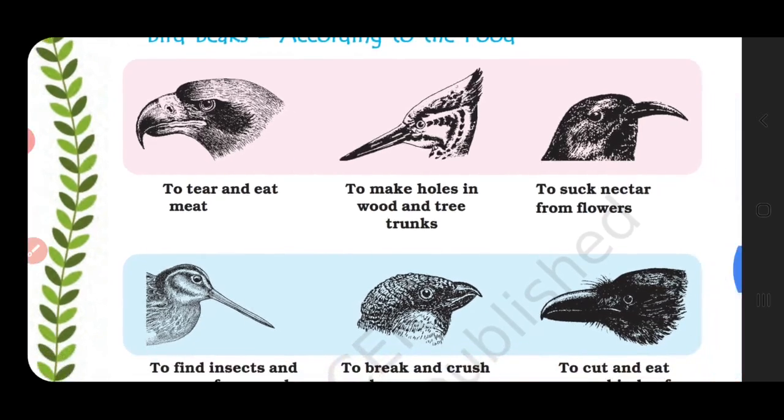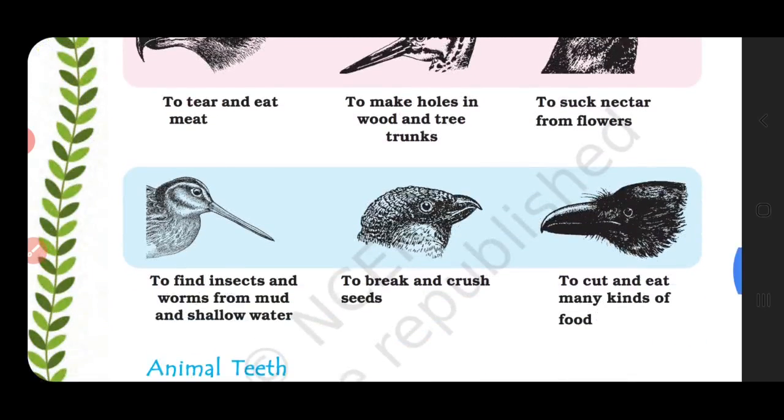Okay, so the first, if you see, it is curved, to tear and eat the meat, right? In the crow you can find this kind of beak. And next, to make a hole in the wood and the tree trunk, this is the woodpecker. You can see that it will be making a hole in the wood, right? And next, to suck the nectar from flowers, the hummingbird will have this type of beak.